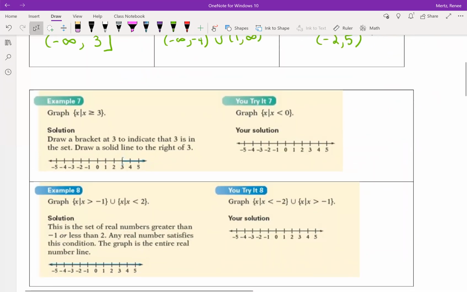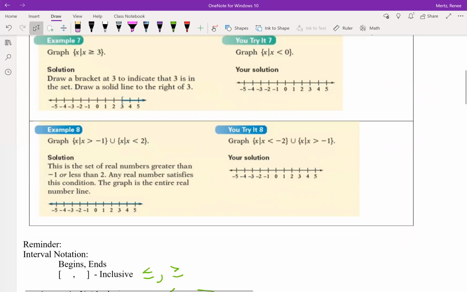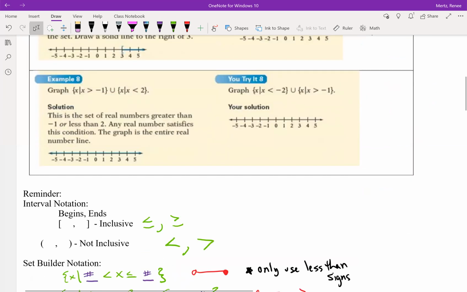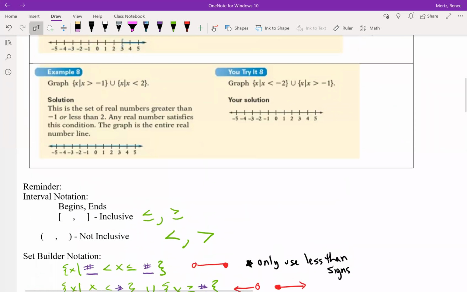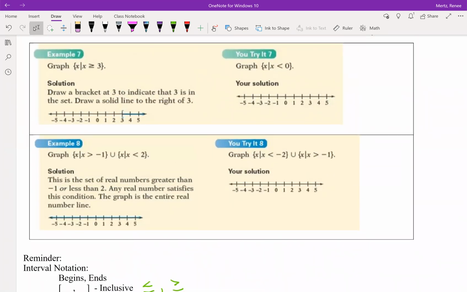So just graph 7 and 8. So let's see how you did. X is less than 0, open circle, headed left. Good. X is less than -2, or x is greater than -1.